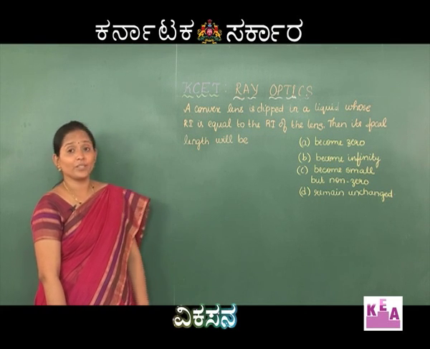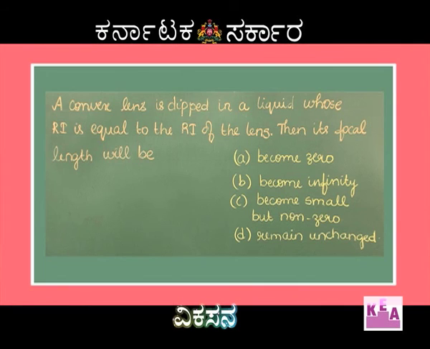Moving on to the next question. A convex lens is dipped in a liquid whose refractive index is equal to the refractive index of the lens. Then its focal length will be. The options are: option A, becomes 0; option B, becomes infinity; option C, becomes small but non-zero; and option D, remains unchanged.